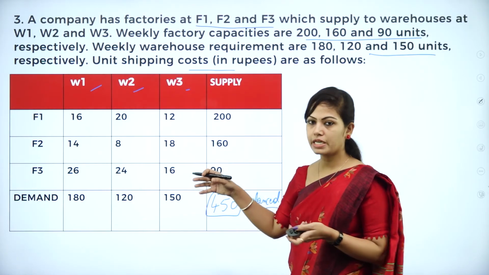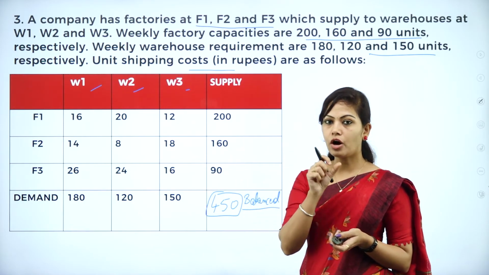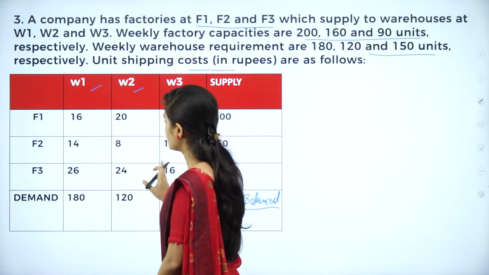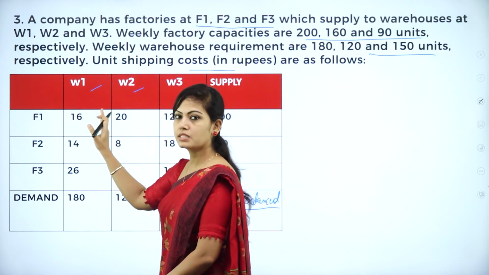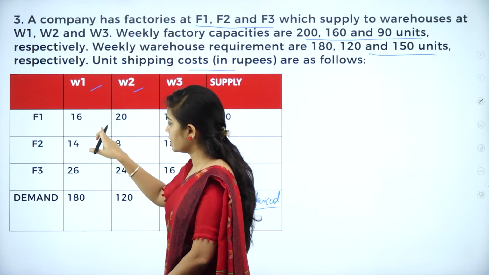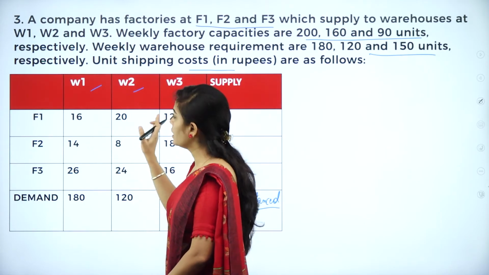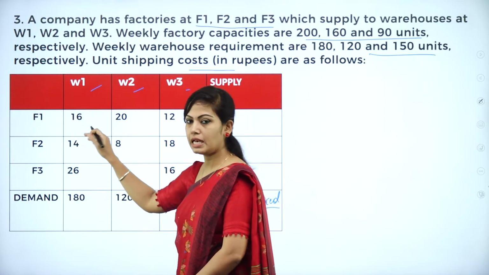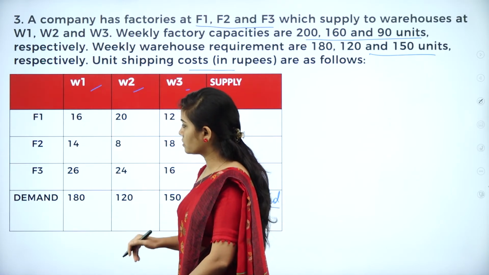So what is the next step? You have to select the north corner cell. Out of these cells, the north corner cell is 16. So this cell is the north corner or left corner cell. So 16 is my left corner cell. I will allocate the values now.